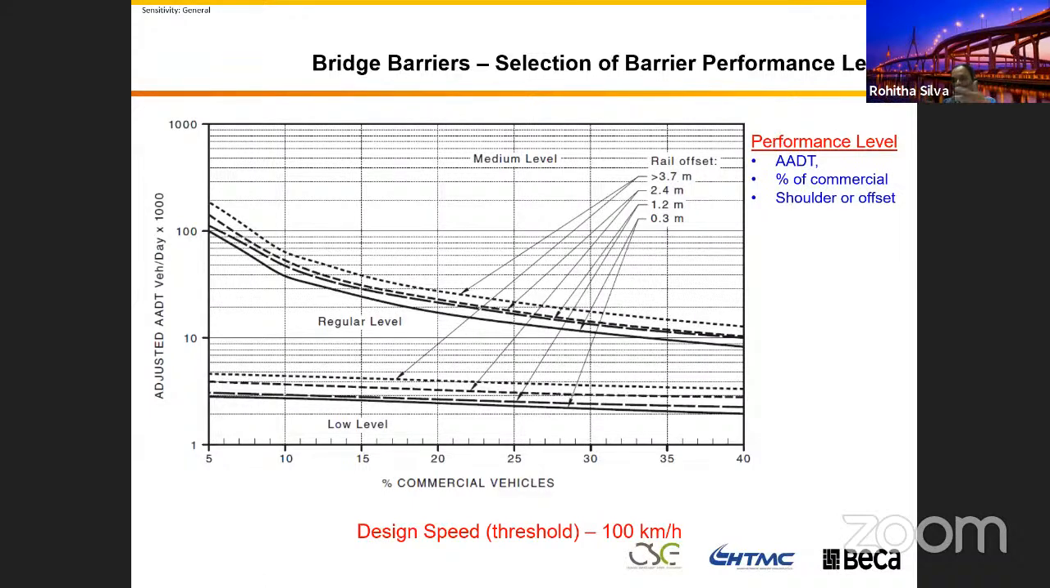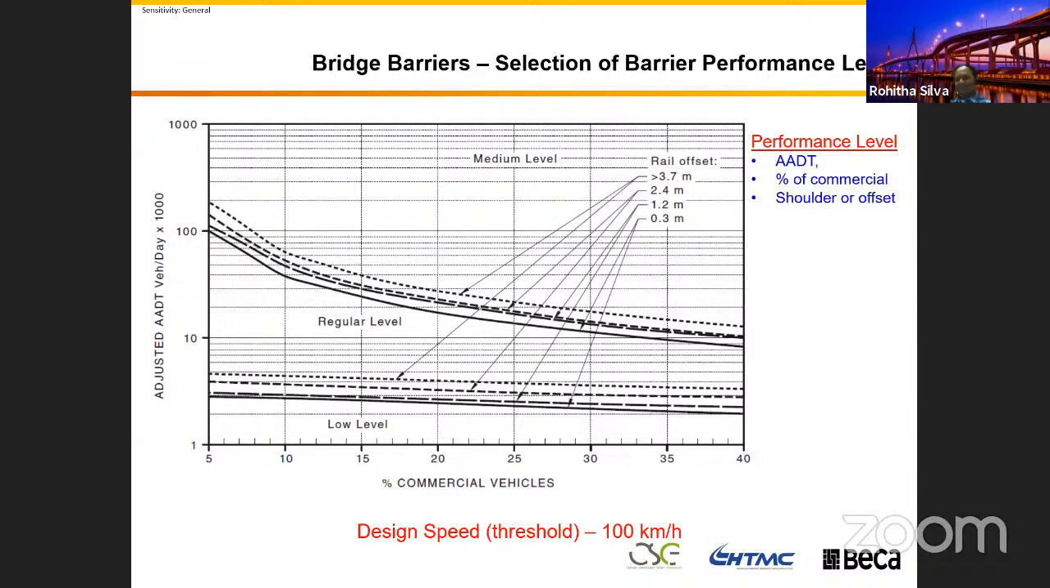For example, if you are building a bridge very close to a port, where you hardly get cars and mostly get trucks, you will be somewhere in the 40% rate in here. You can see it doesn't matter that the number of vehicles is low, your performance level for the bridge is higher. As I mentioned before, the higher the performance level, the higher the barrier. The low is the lowest one we use in the bridge, the regular, and the medium is the standard one we use in bridge design.